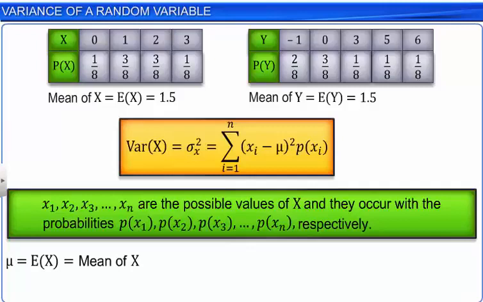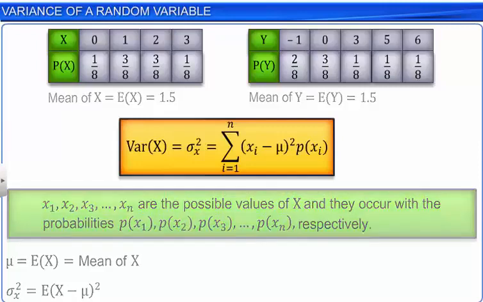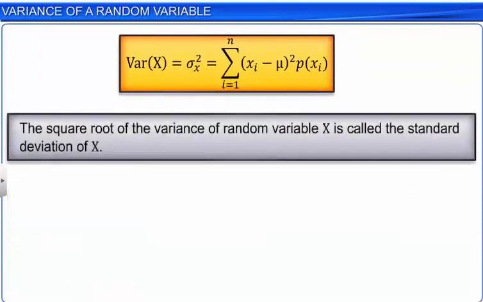The formula can also be written as sigma x squared is equal to E of (x minus mu) whole squared. The square root of the variance of random variable x is called the standard deviation of random variable x. The formula for standard deviation is shown here.